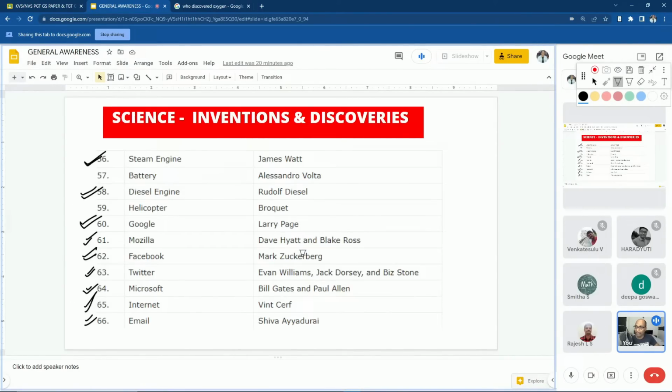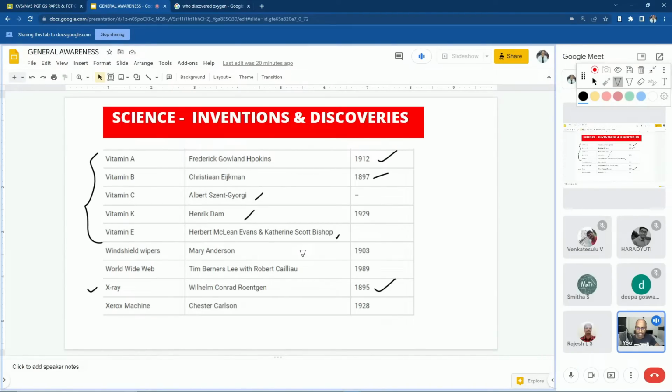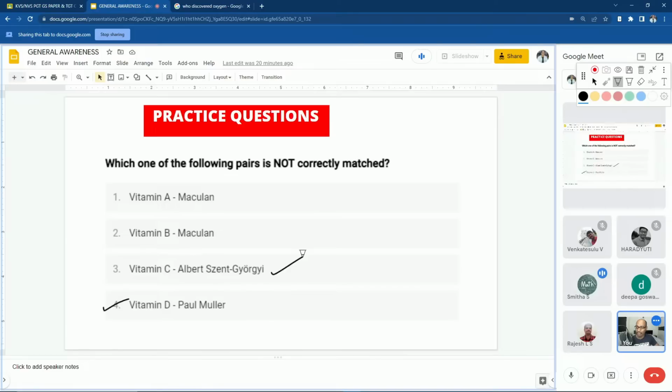Then who is vitamin B? Vitamin B is Christiaan Eijkman. That also is not matching. McCollum is coming. So this question may be a little confusing, or the question setting might not be correct. Sir, Paul Muller. I think only C is correct. You selected the fourth option, sir, because Paul Muller is not correct. Which one of the following is not correctly matched? What you have selected, the fourth option, is the correct answer. But Paul Muller discovered DDT, sir. After the Second World War, he invented, not discovered, he invented DDT, dichlorodiphenyltrichloroethane. Okay. I suppose option D, what you have selected, is correct.